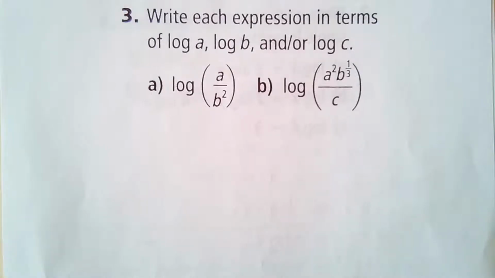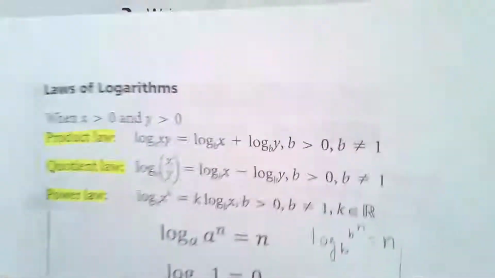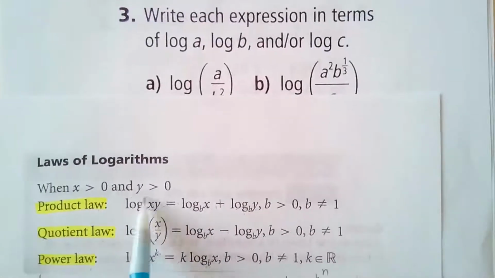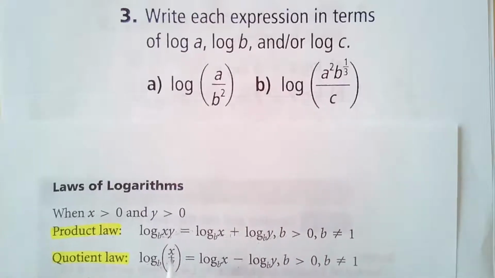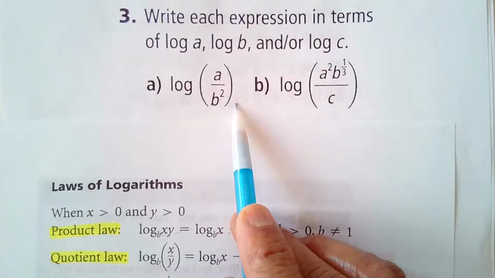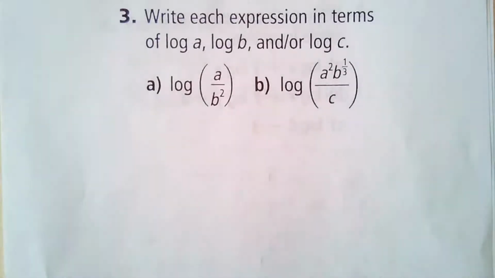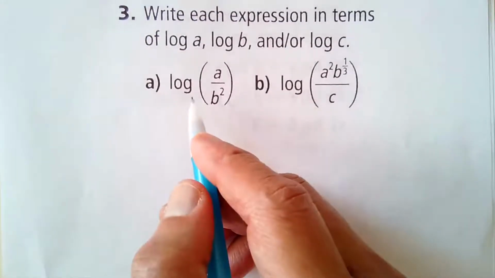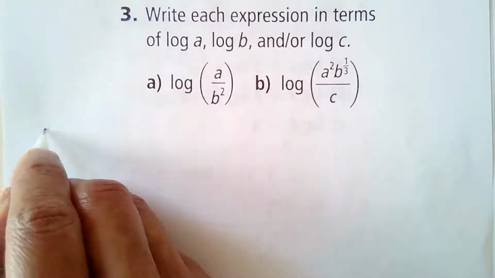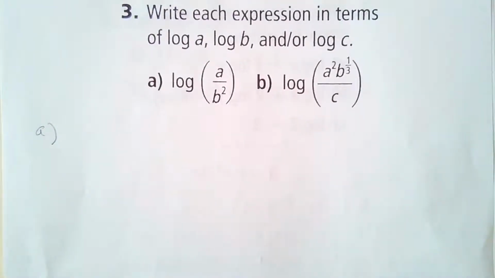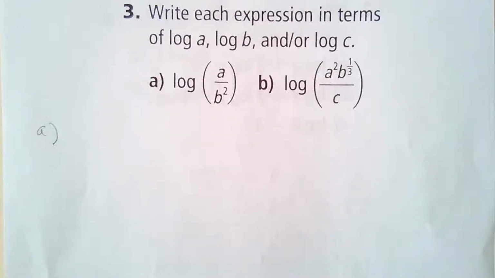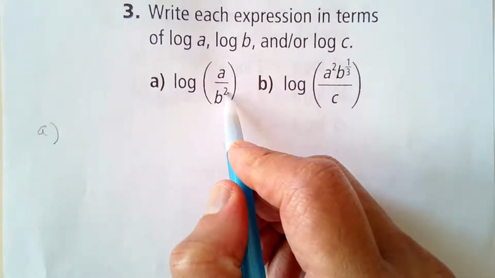Well, we have to write each expression in terms of log A, log B, or log C. Now we are doing the opposite. So now they're giving us, for example, product, in this case, the quotient law, and you need to write expand. So let's look at the first one, A. We're looking at the quotient law here.